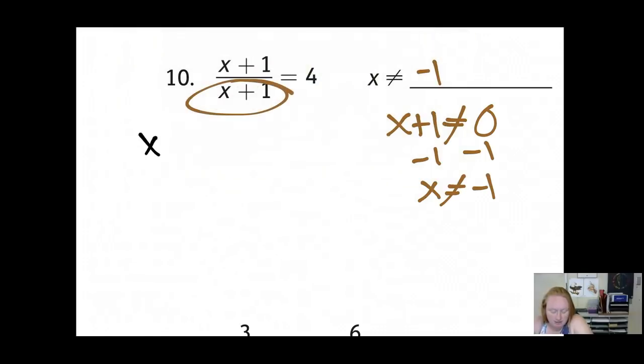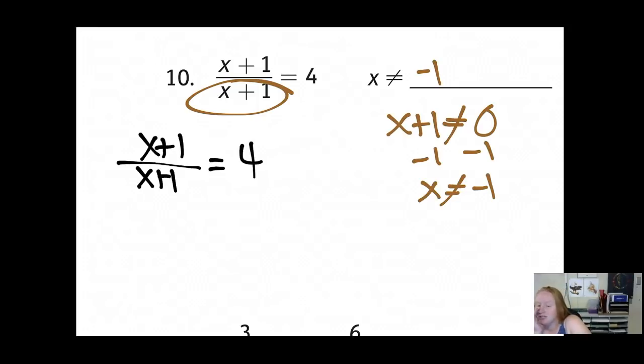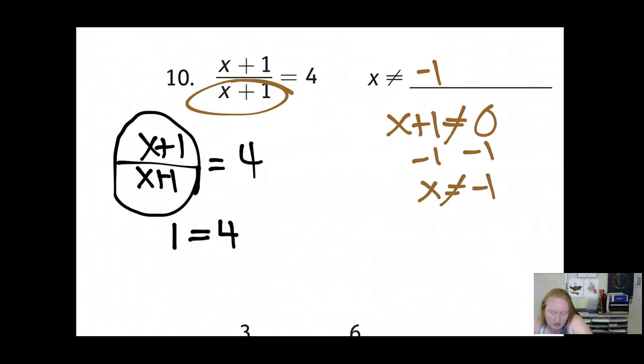So here I have x plus 1 all over x plus 1 equals 4. I'm going to cheat. Normally I tell you to multiply by the bottom of the fraction, but I'm noticing that that is exactly the same both times. So I'm going to say that this is 1 equals 4. What do you think of that? I'm looking at 1 equals 4, and I'm like, there's no solution.